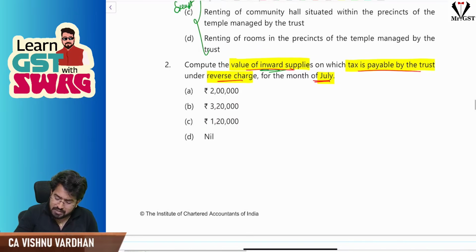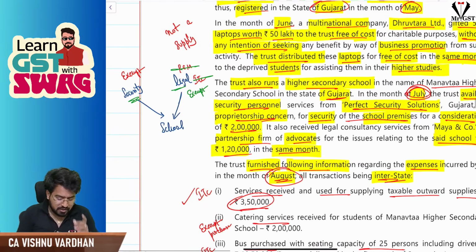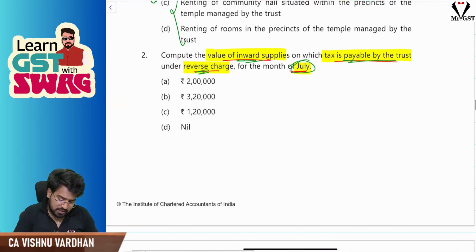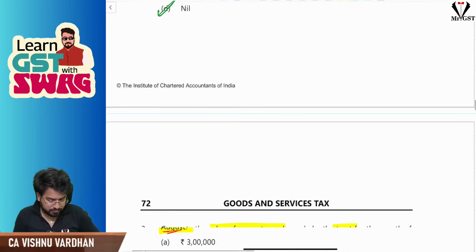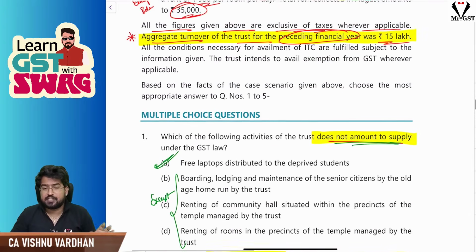Value of inward supplies on which tax is payable under reverse charge in July. In July month, it has had only two purchases. One is security, the other is legal. Both are exempt under GST. So nothing is payable under RCM. So the answer is nil. So that is what with respect to this particular case study.